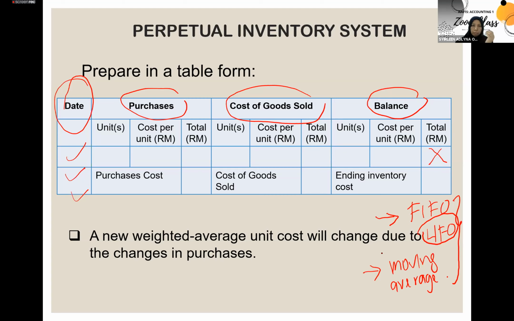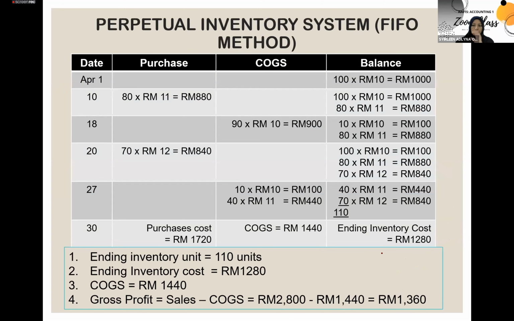So bila you guna perpetual, you need to prepare the table. Okay, so kerja dia banyak sikit lah. Okay, ini contoh. Bila kita buat perpetual inventory system, so you akan ada balance awal bulan. So yang ini apabila berlaku purchase, yang ini apabila berlaku sales. Okay, so awak kena faham you tak akan nampak harga jualan dalam table. Sebab yang kita buat sekarang ni ialah mengira inventory menggunakan harga cost.